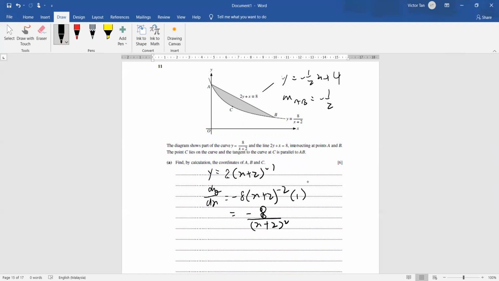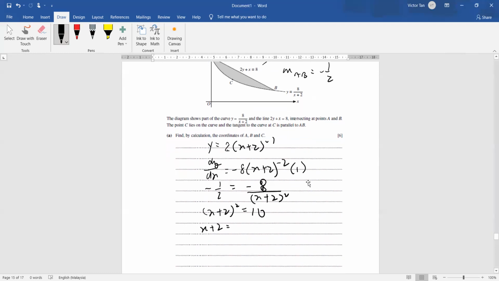Okay. And the gradient at C is minus half. Cross multiply, you get (x plus 2) squared equals 16. Take the square root of both sides. You get x plus 2 equals 4, or x plus 2 equals minus 4. This will give you the other point that is not reflected in the graph.